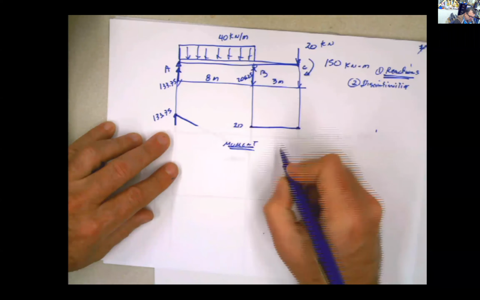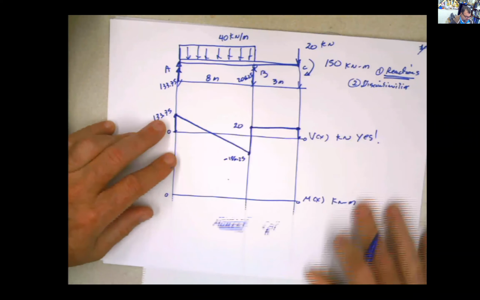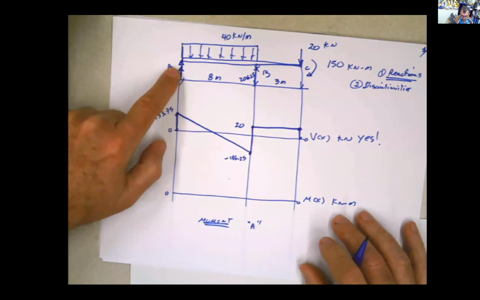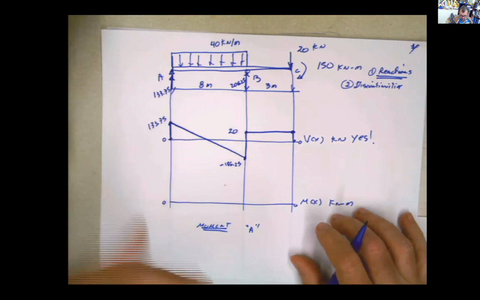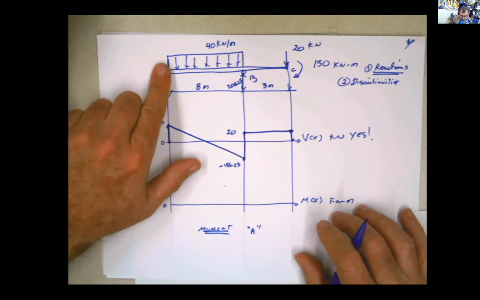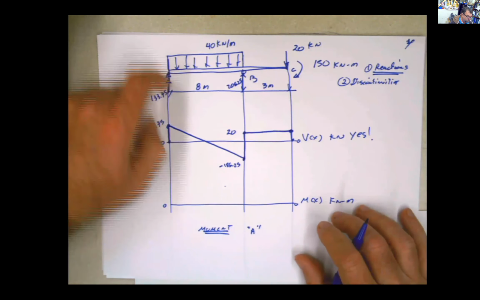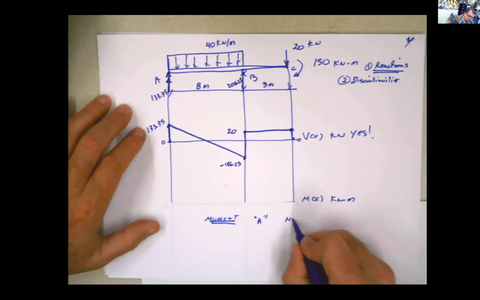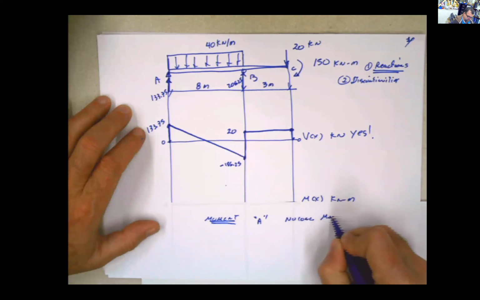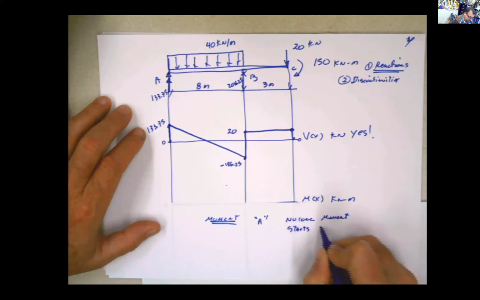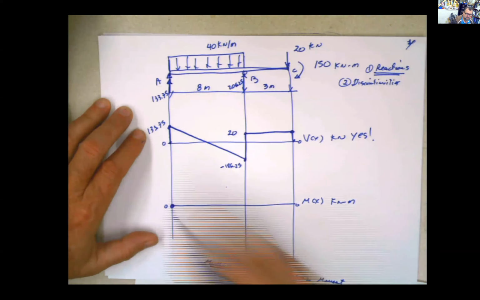Same thing, start at point A. Is there any concentrated moment at point A? Now, you can have a concentrated moment at point A, for example, if this is a fixed support. But if it's a pin, unless you have a moment applied, there's no concentrated moment. So it starts at 0. So this is the first point, 0.